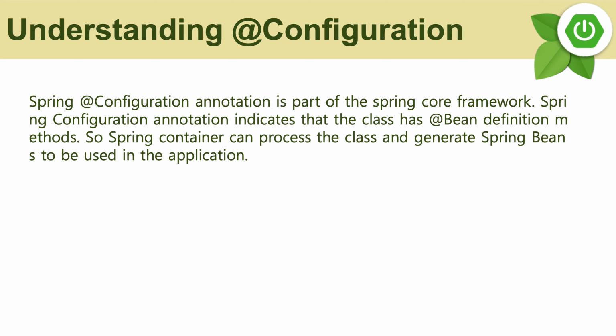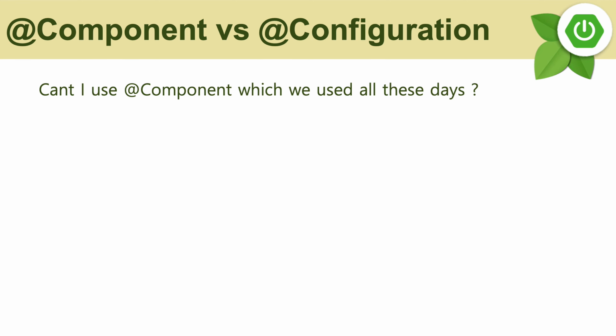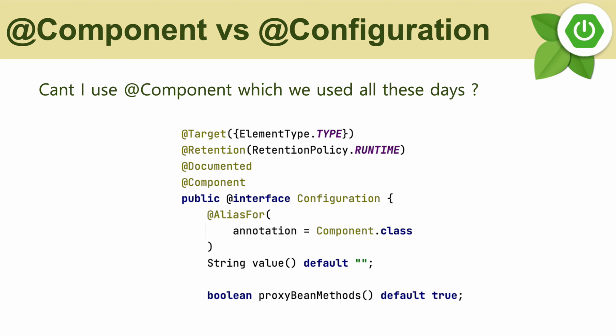Now you can have a question: why suddenly are we using a configuration, whereas the component was doing all these things for us, including dependency injection? Can't I use the component which we used all these days? Well, the answer is yes, you can, because if you see the implementation of the @Configuration annotation, it looks something like this. As you can see, this interface is actually an alias for the component class, which we were using all these days. It has @Component on top of the interface as an annotation as well. So the configuration class is basically an alias for the component class.